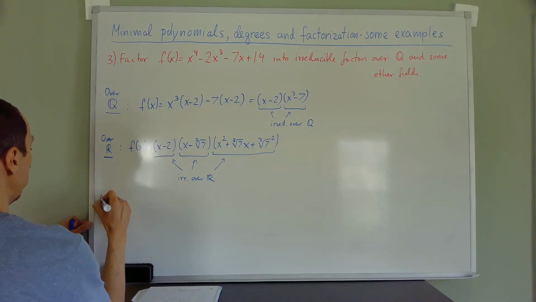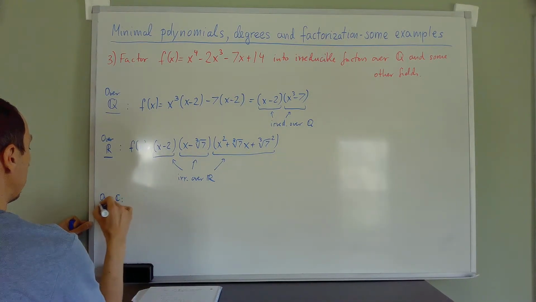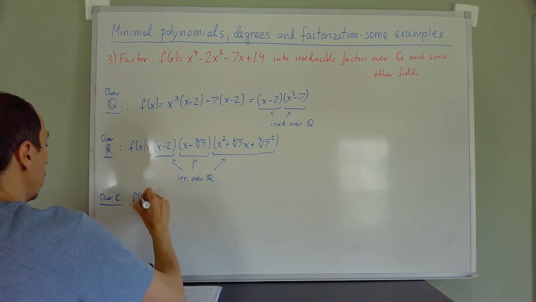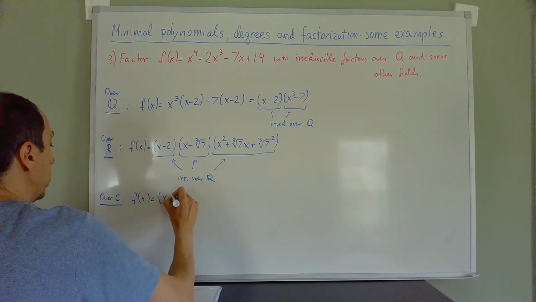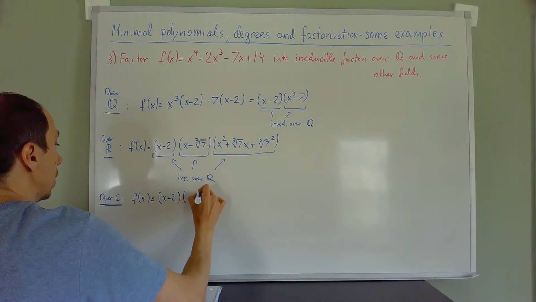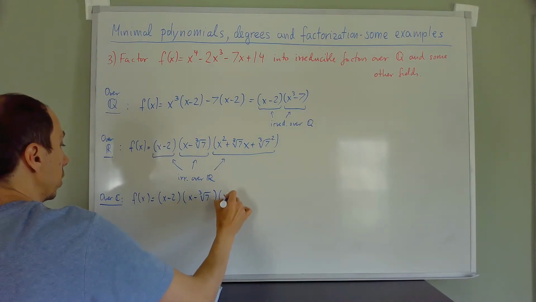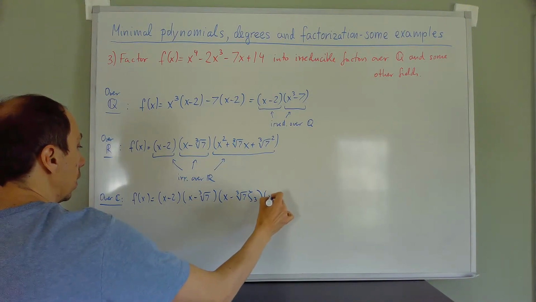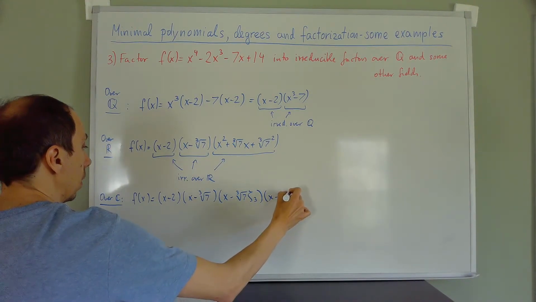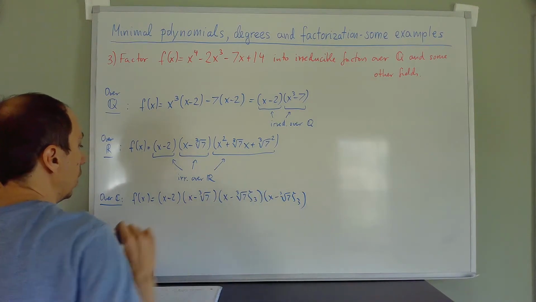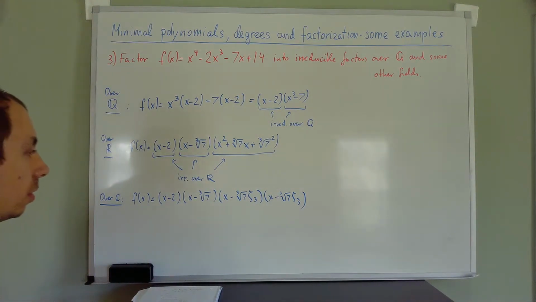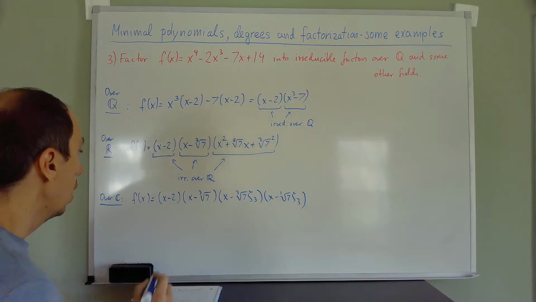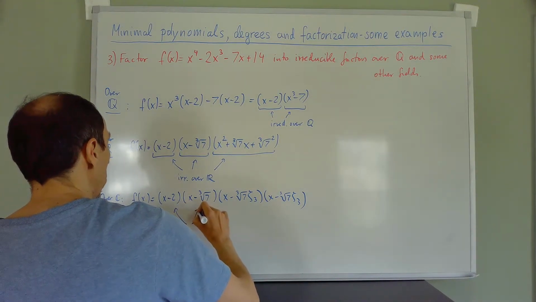Let's do factorization over C. In this case, I can factor this last polynomial even further. And every factor is irreducible over C because they are degree 1.